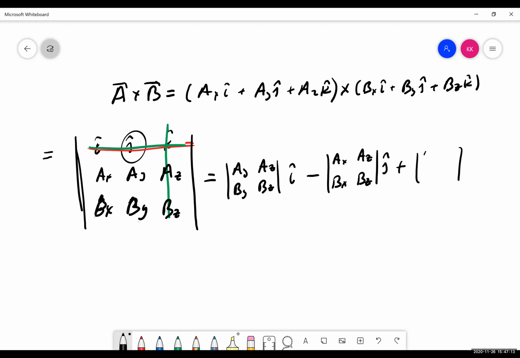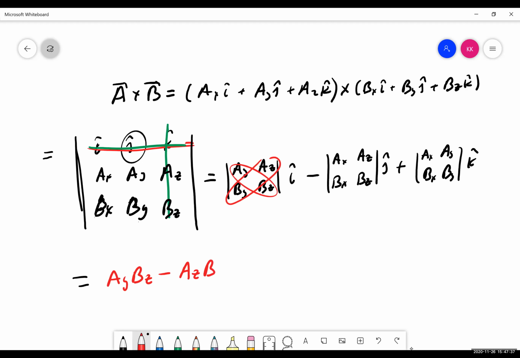So then this is AX, AY, BX, BY, K hat equals to. And then for here, hopefully you guys remember how to do 2x2 determinants. So the product of AY, BZ, then minus the product of AZ, BY. So that's my I hat component of the resultant, which is some vector C, let's say.